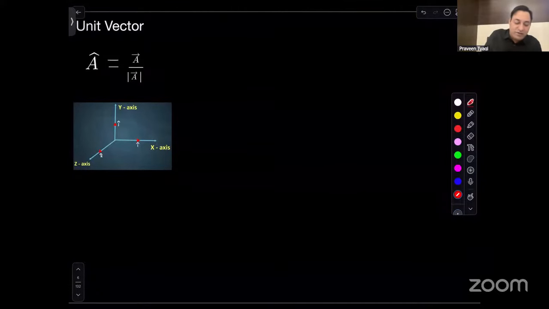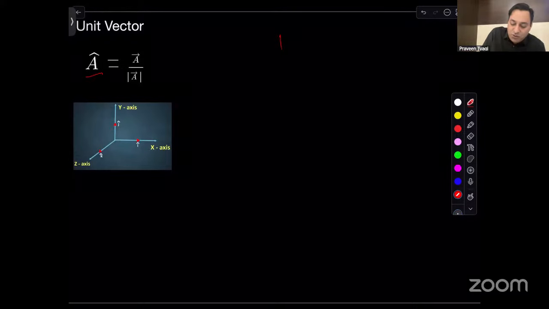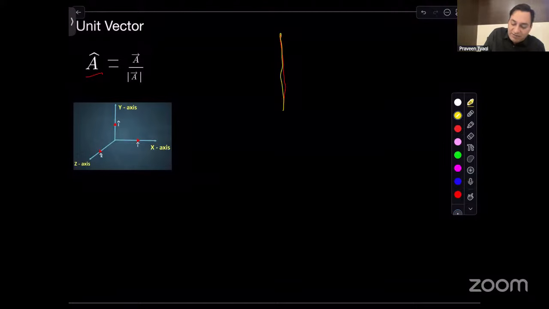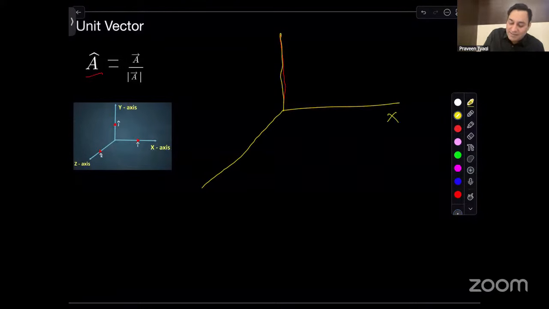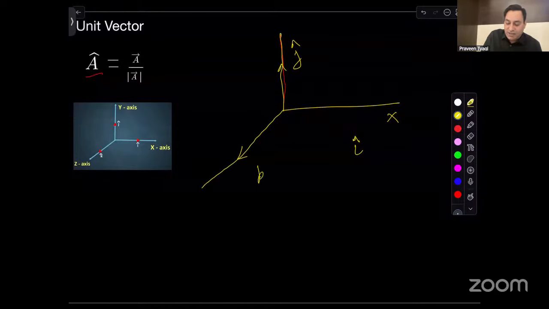Now, what is a unit vector? A unit vector is defined as a vector divided by its magnitude. So you know that for the x-axis, y-axis, and z-axis, we have defined unit vectors. Along the x-axis, the unit vector is called i cap. Along the y-axis, the unit vector is called j cap. Along the z-axis, the unit vector is called k cap.